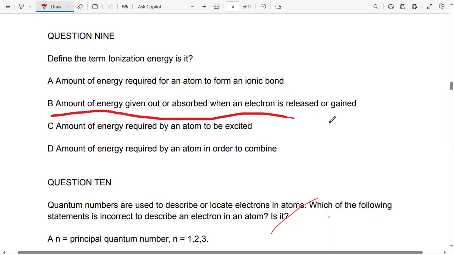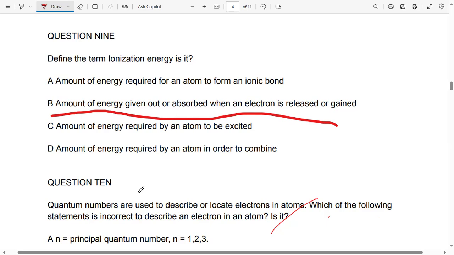So ionization energy is just the amount of energy given out when an electron is released, or the amount of energy absorbed when an electron is gained. Okay, so that's what we call the ionization energy.